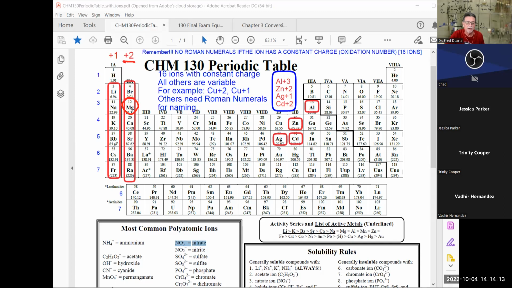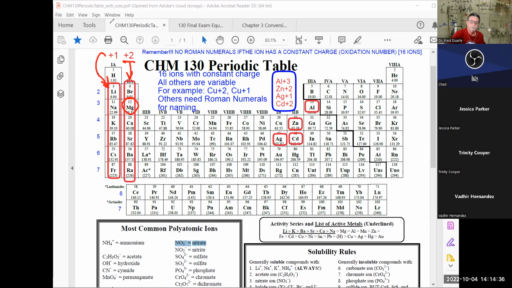When it becomes ionic, it's going to lose those 2 valence electrons. Therefore, it will have a +2 charge. In fact, everybody in this group will have a +2. Everybody in this group will have a +1 charge. Okay, that's important to know.